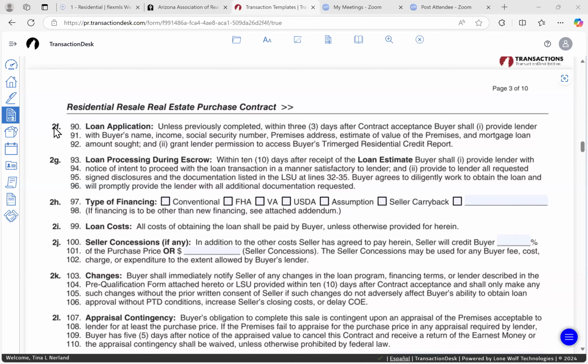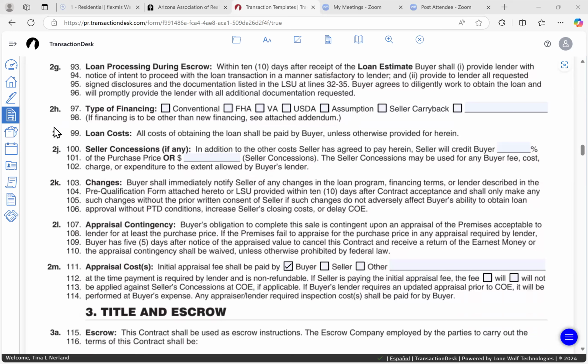Another good example of a change would be if it's a cash offer and they decide that they want to go ahead and do financing. Well, that completely changes not only the financing type, but also the appraisal, because you have to have an appraisal on a finance deal. So again, if it affects the seller in any way, you just have to get it in writing.